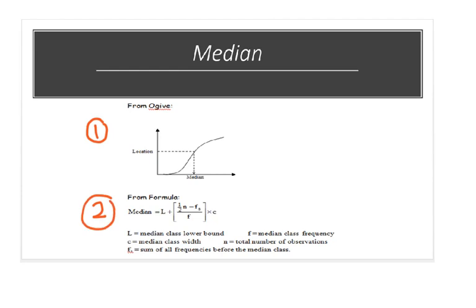How do you know which method to use? We look for the keyword. Whenever the question says estimate the median value, you need to estimate from the ogive. You cannot use the formula. If you are asked to estimate the median value but you use the formula, you will not get any marks, even if your answer is correct. So estimate always means from the graph, from the ogive.